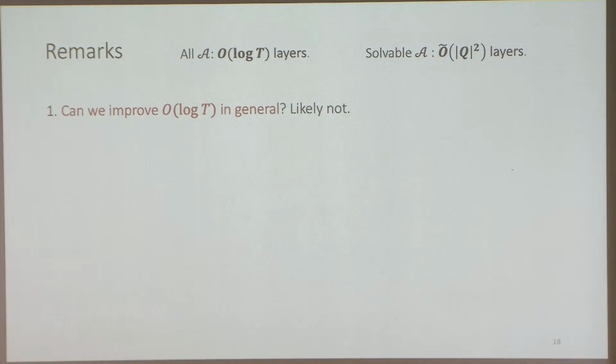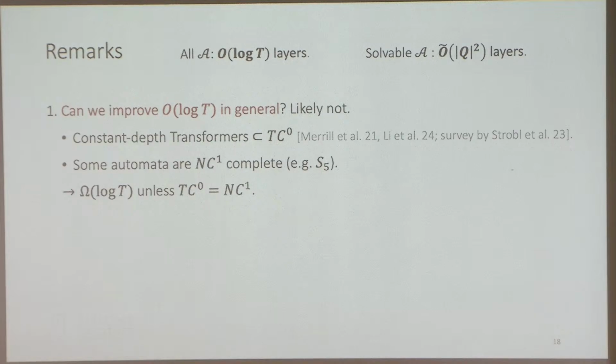That's because constant depth transformers belong to TC0, which is a complexity class. This has been shown by Will's work and also some other people's work. However, there are some automata that we know are NC1-complete, for example, S5. So unless TC0 is equal to NC1, which is open, it's not possible in general to get a constant layer solution for all automata.